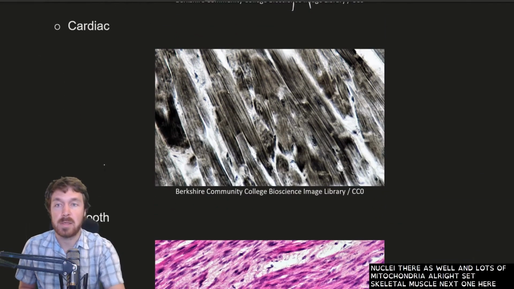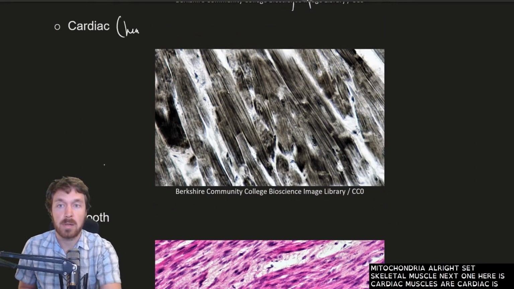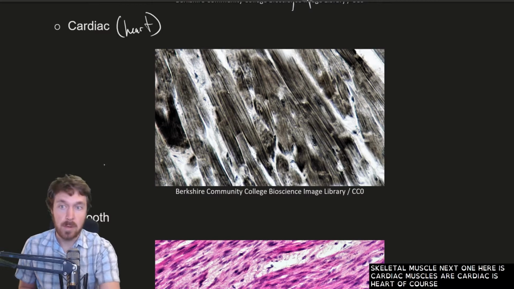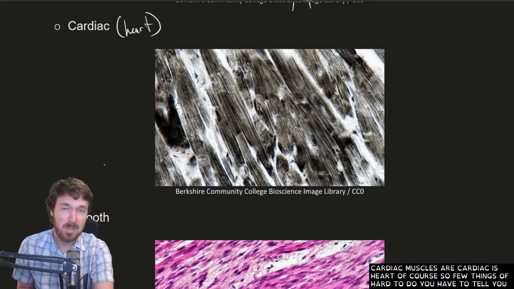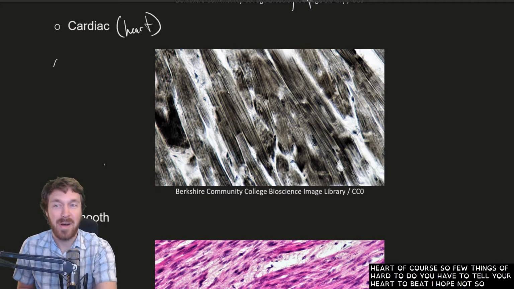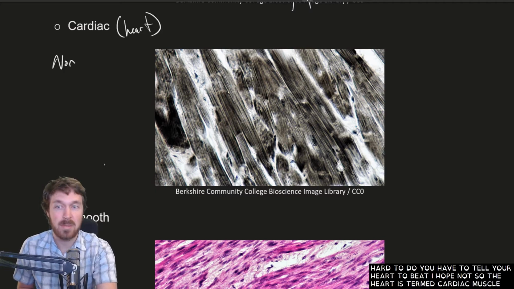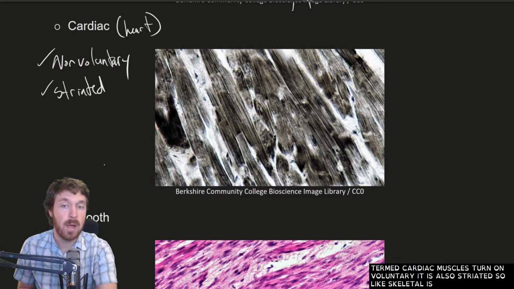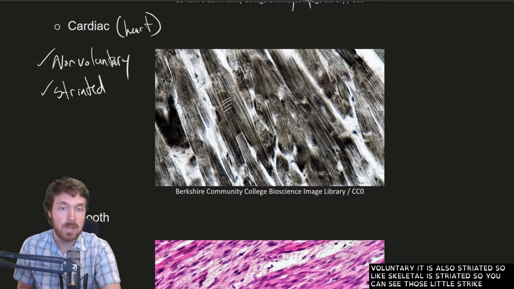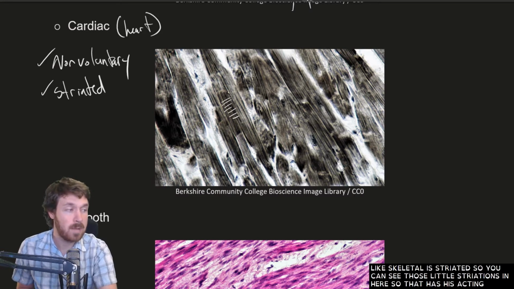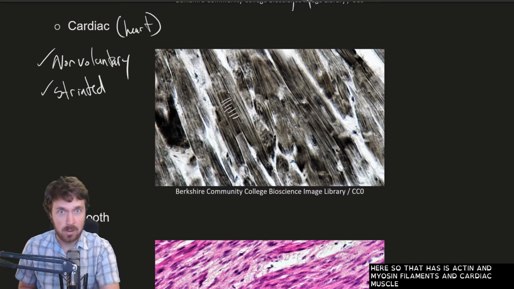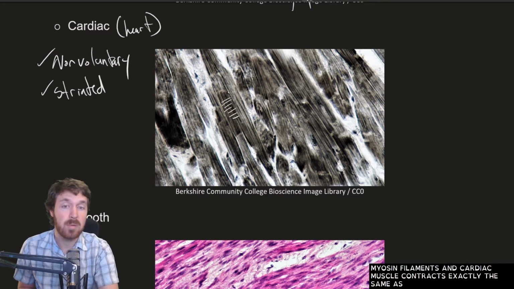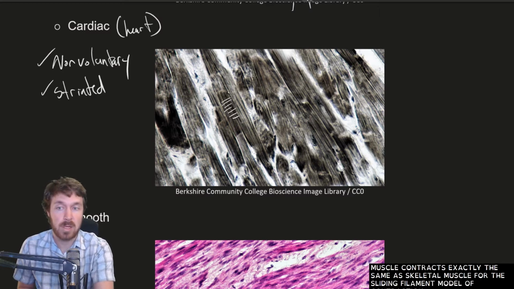Next one here is cardiac muscle. Cardiac is heart, of course. So key things with heart. Do you have to tell your heart to beat? I hope not. So cardiac muscle is termed non-voluntary. It is also striated. Like skeletal, it is striated, so you can see those little striations in here. It has these actin and myosin thin filaments, and cardiac muscle contracts exactly the same as skeletal muscle, via the sliding filament model of contraction.